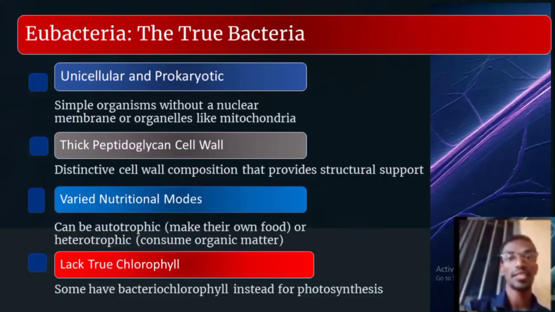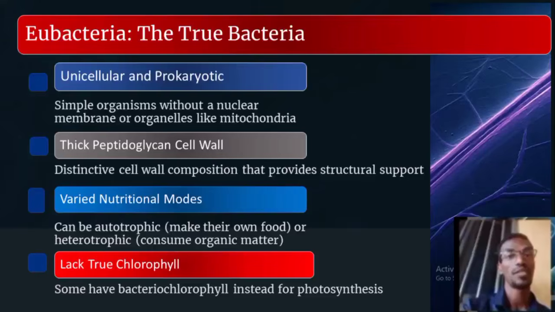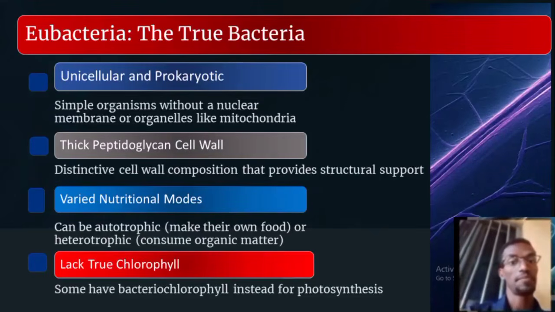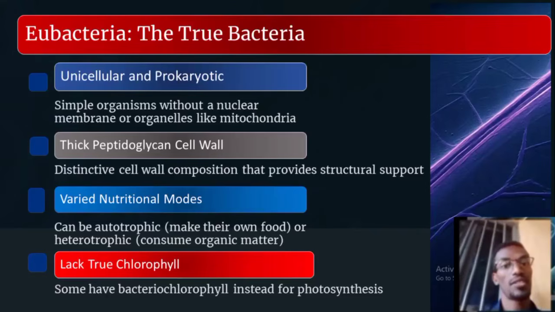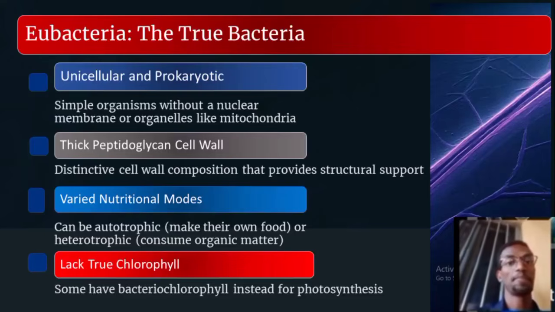The other important characteristic of these bacteria is they have a thick peptidoglycan cell wall. They have a cell wall, and the cell wall is composed of what? Peptidoglycan, which is a substance different from what makes up the cellulose of the plant cell wall. They have a somewhat thick peptidoglycan cell wall. So it has a distinctive cellular composition that provides structural support for the bacteria.